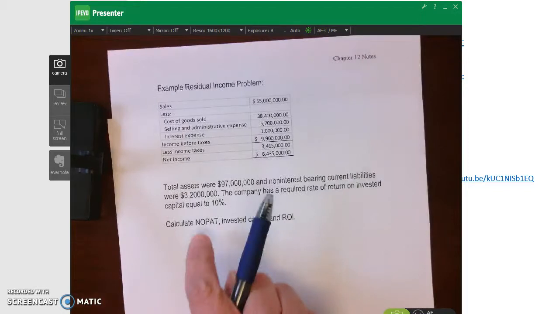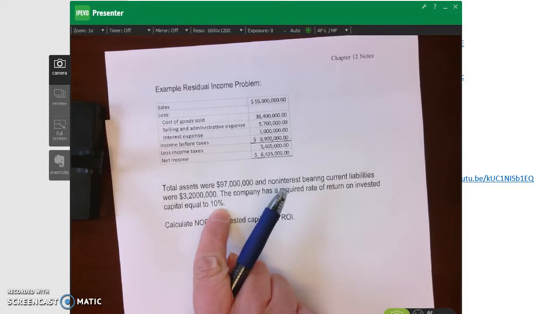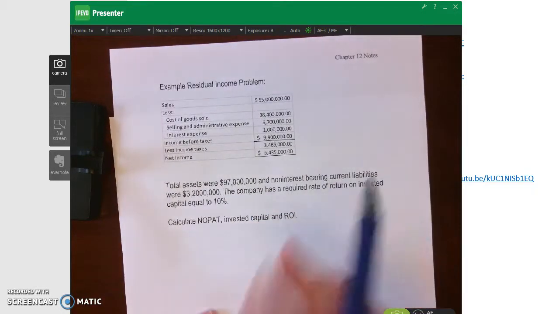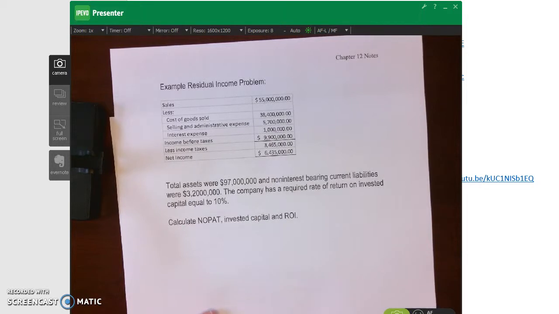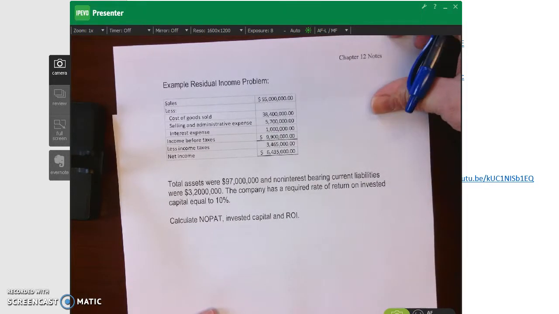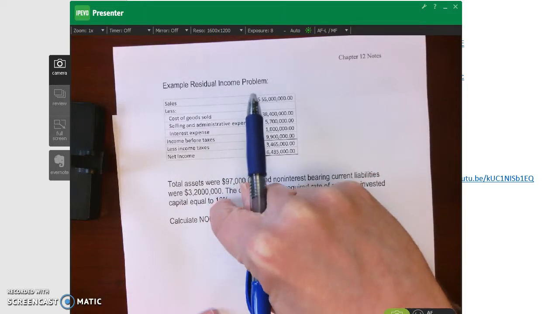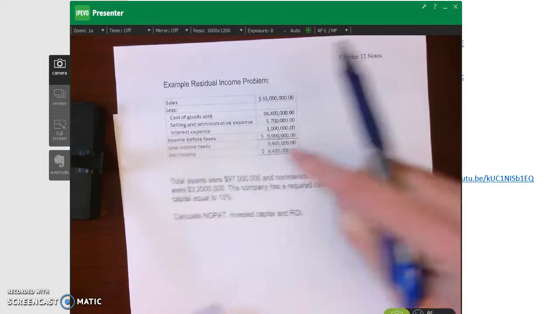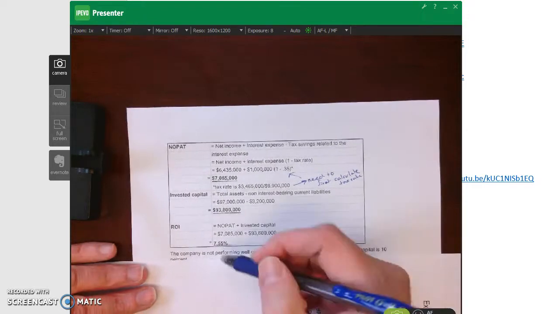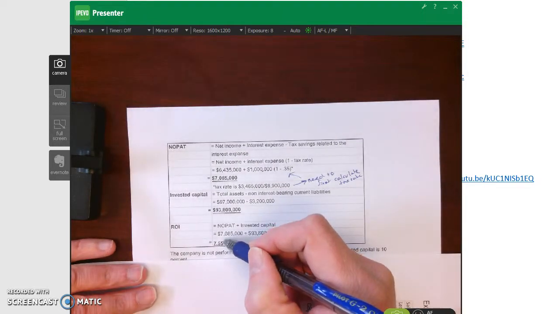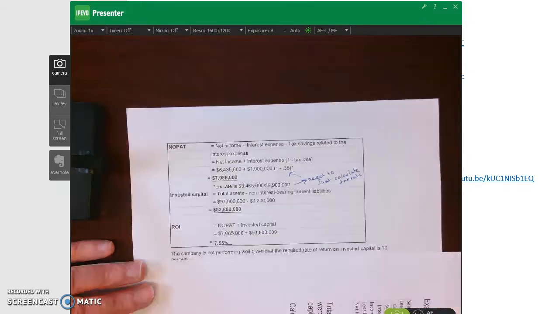Now, interestingly, we were given the cost of capital of 10%. And so we can comment on how well this division is doing. You can see that they're not actually performing to what they should. The cost of capital is 10%, so we want to earn 10%. This is our required rate of return, but how much are we actually earning? Only 7.55%. So we're not earning the cost of capital.